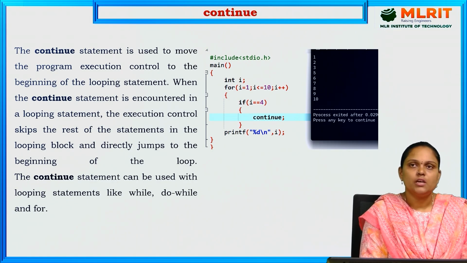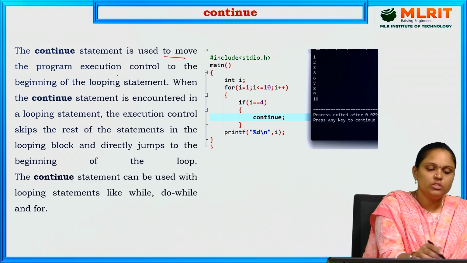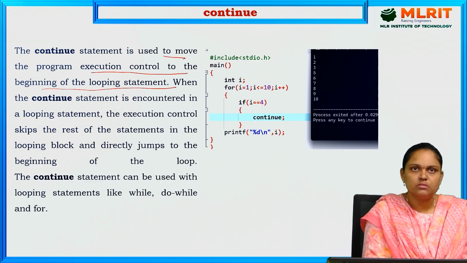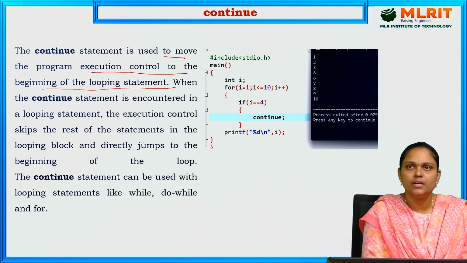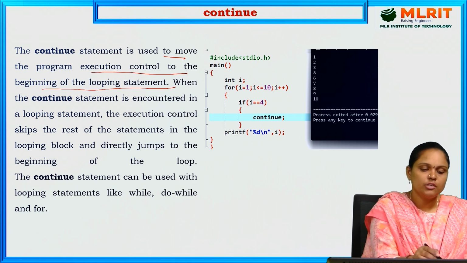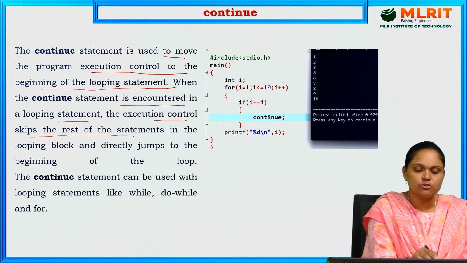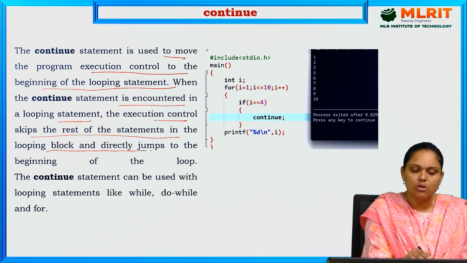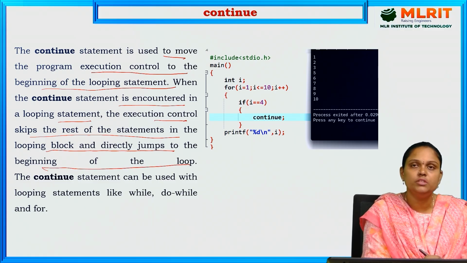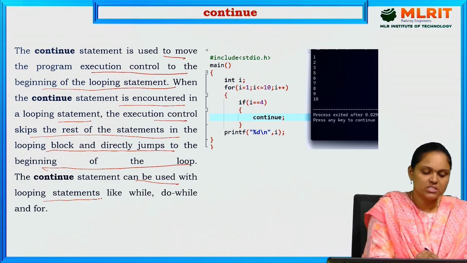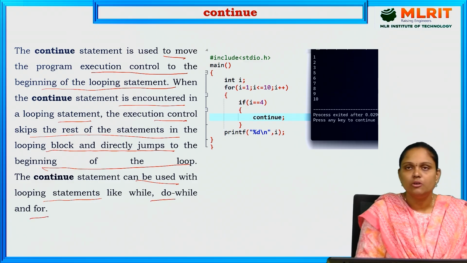And next is continue. Continue is used to move the program execution control to the beginning of the looping statement. In simple words, we can say that we can skip one iteration by using this continue statement. When a continue statement is encountered in a looping statement, the execution control skips the rest of the statements in the looping block and directly jumps to the beginning of the loop. The continue statement can be used with looping statements like while, do while, and also for.